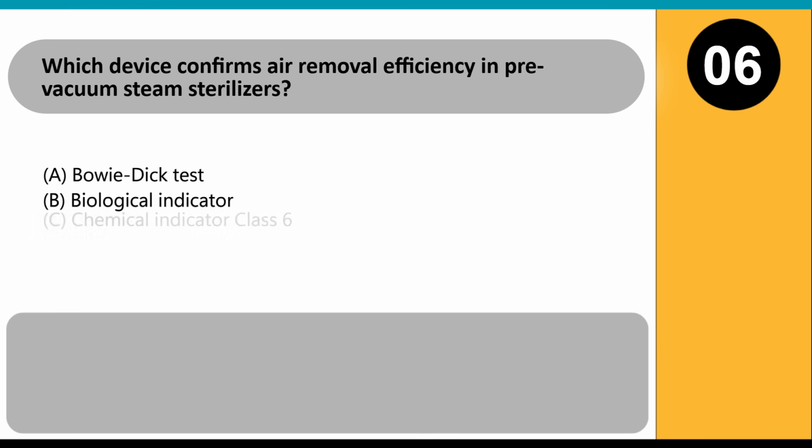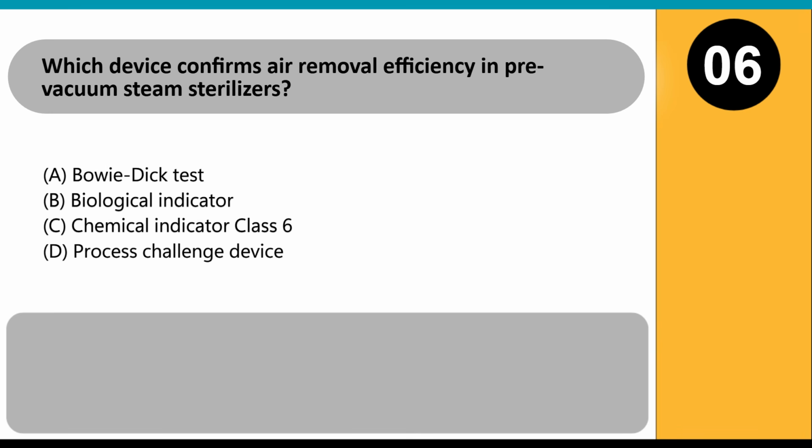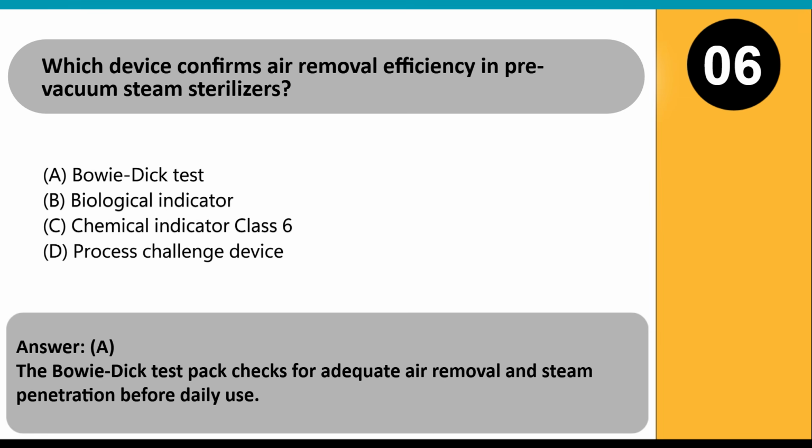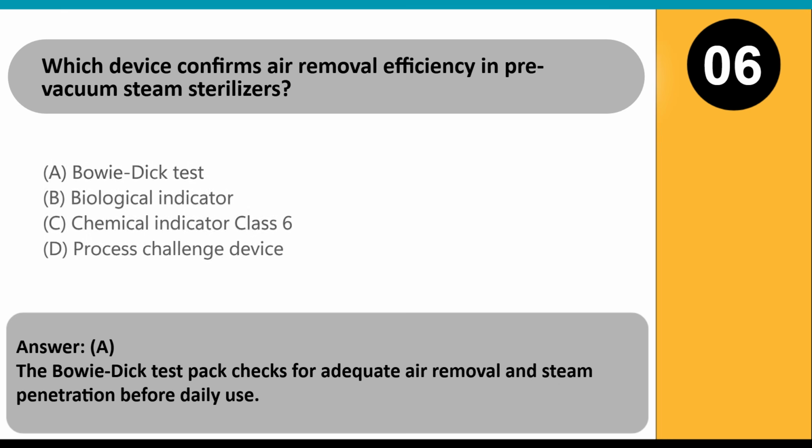Which device confirms air removal efficiency in pre-vacuum steam sterilizers? A. Bowie-Dick test. B. Biological indicator. C. Chemical indicator class 6. D. Process challenge device. Answer: A. The Bowie-Dick test pack checks for adequate air removal and steam penetration before daily use.